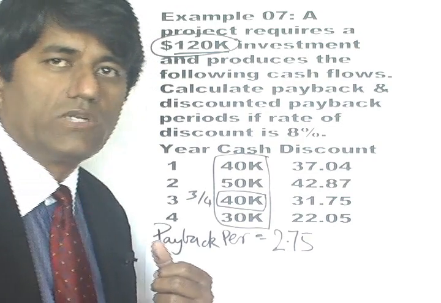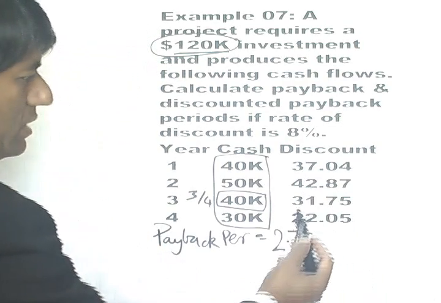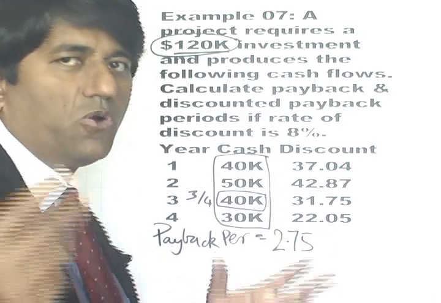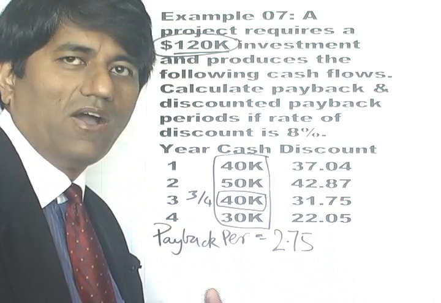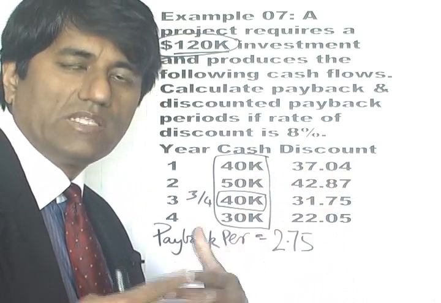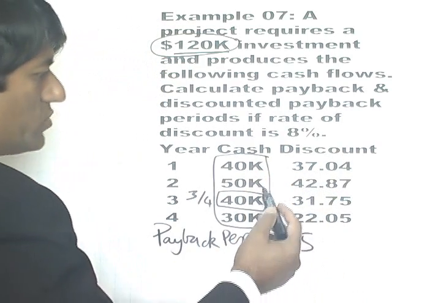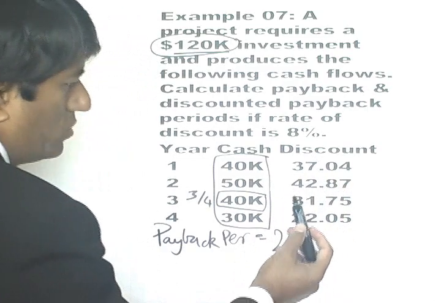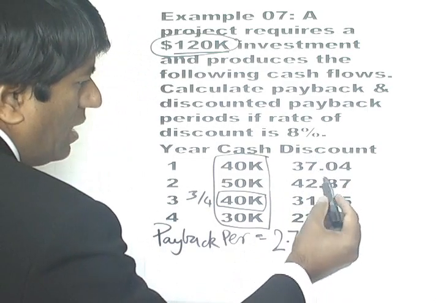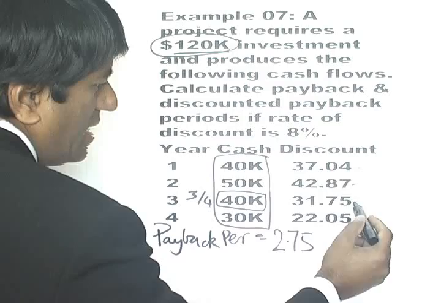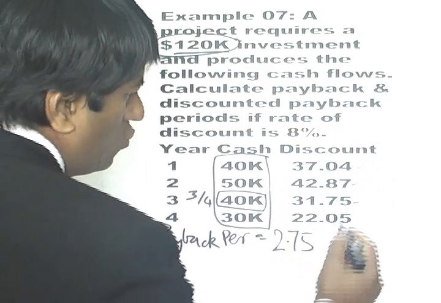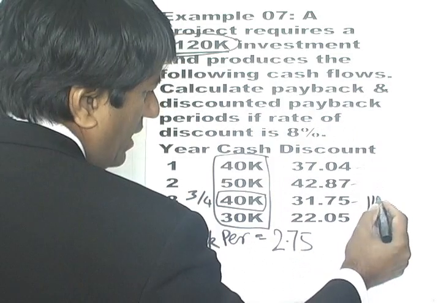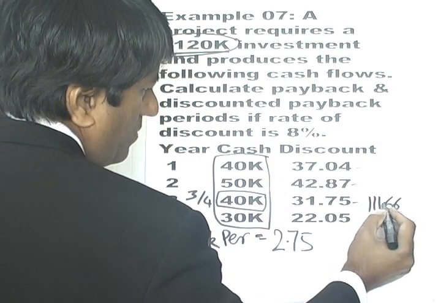Now, what about discounted payback? Well, you look at the discounted cash flows, and one thing you know right away is that discounted payback will be longer than payback because discounting reduces the value of cash flows. So you look at these discounted cash flows and you add this, this, and this, and what is the total? Well, the total is 111.66.